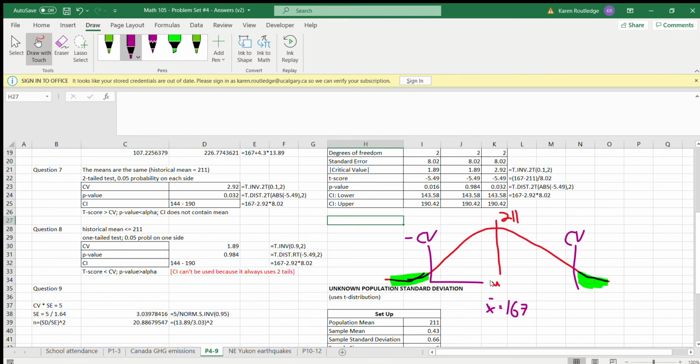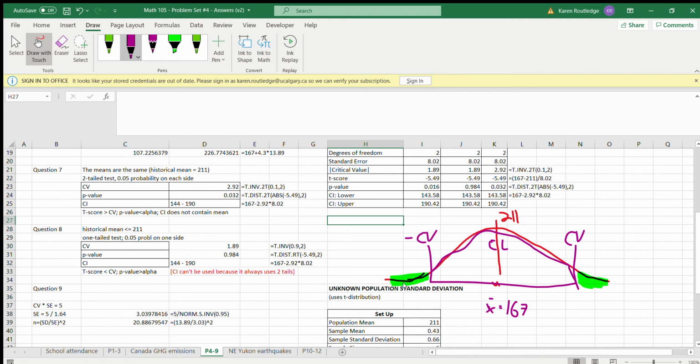The area in this curve is defined by the confidence level. This was given to us in question number 7 as 90%. So this part of the t distribution makes up 90%, or 90% of the sample means are this close to 211. The critical value differentiates this region from the green regions. And so the green regions here are our rejection regions.